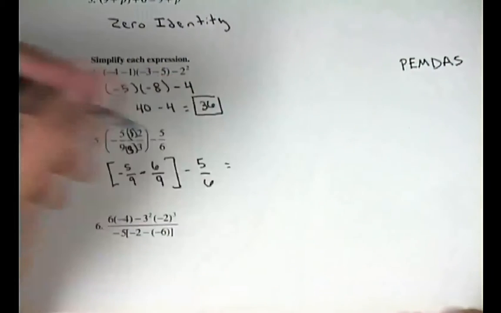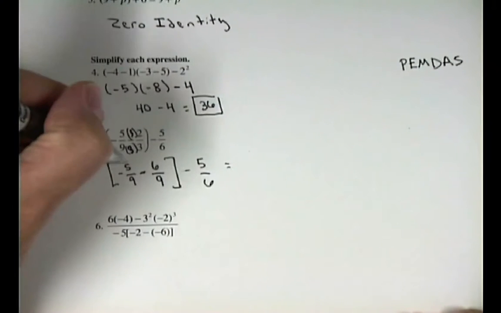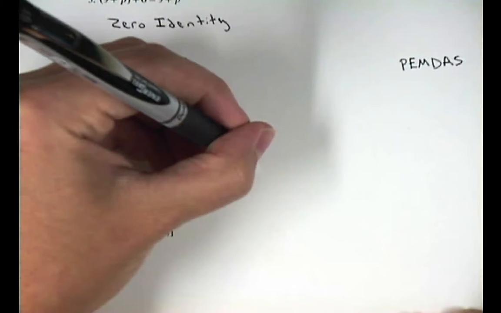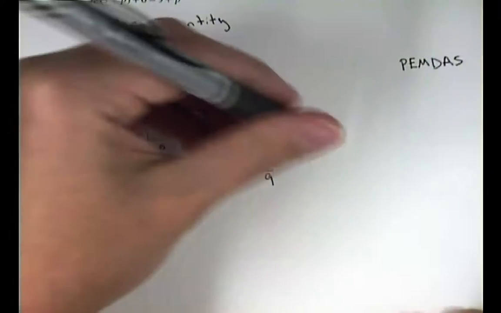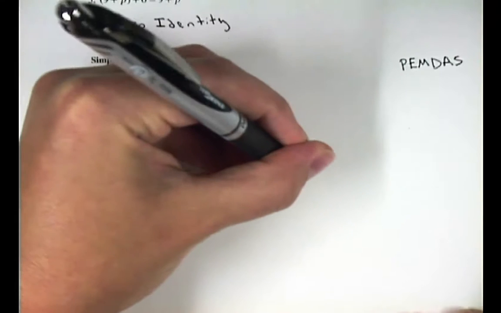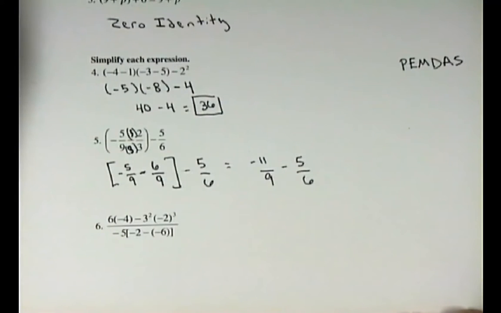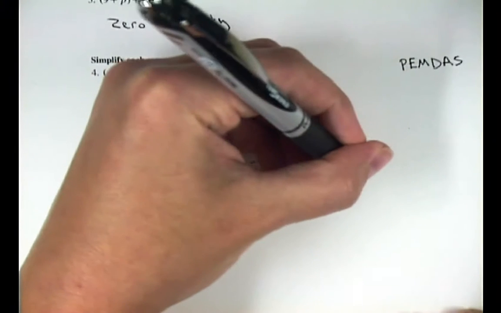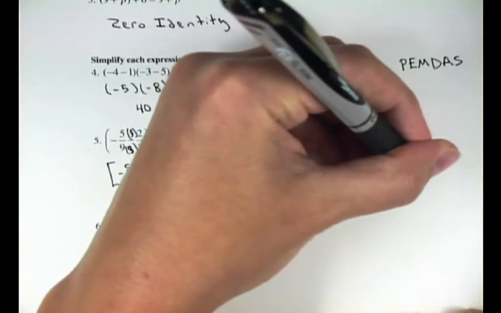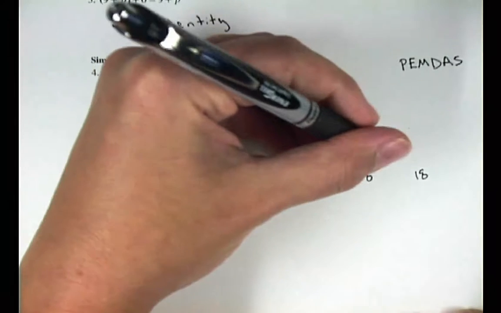So let's simplify the parentheses, shall we? We've got -5 minus 6, which is a -11. We keep the denominator of 9. And we still have this minus 5/6 hanging out. We need a new common denominator between 9 and 6. The least common multiple between them is 18.